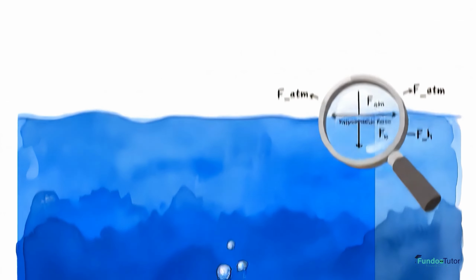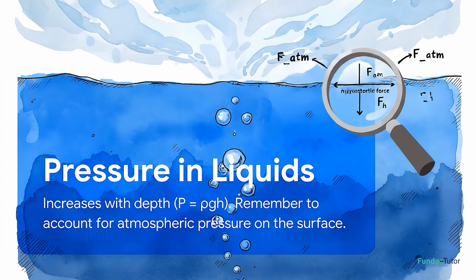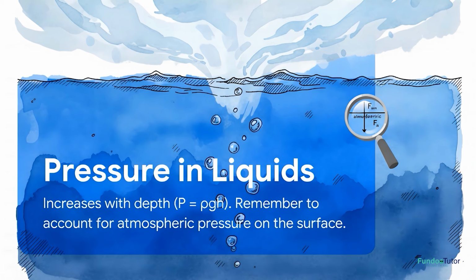Ever notice how your ears pop when you dive deep in a pool? That's because pressure in liquids increases with depth. The formula is right there. P equals rho times g times h. That's density, gravity, and depth. But here's a pro tip. Don't forget about the air. The atmosphere is also pushing down on the surface of the liquid. So if you need the total pressure, you've got to add that atmospheric pressure on top.